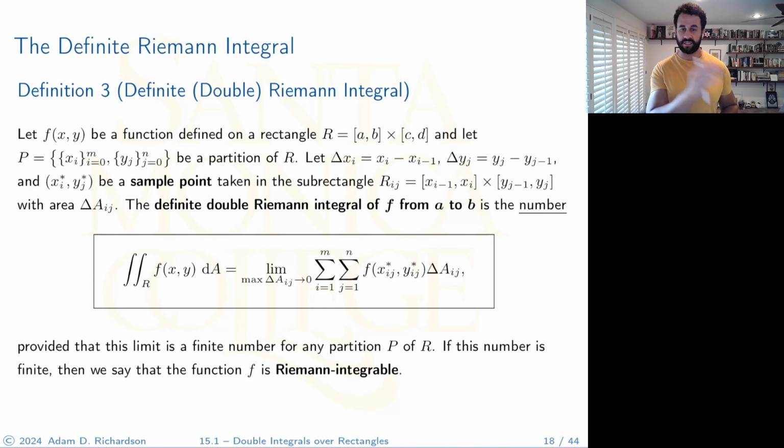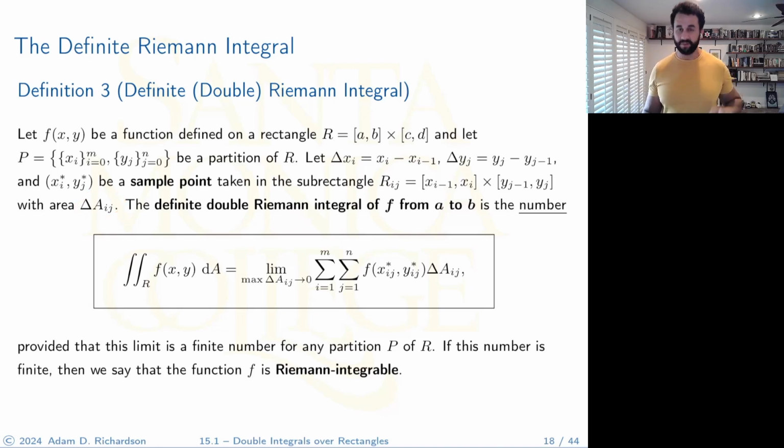Remember, a partition is just a set of points. We're going to let delta x sub i be the length of that subinterval, and delta y sub j be the length of the y subintervals. We let x sub i star, y sub j star (sorry, that should say i j, a little typo there) be a sample point taken in the subrectangle R sub i j with area delta A sub i j. Remember, it doesn't need to be uniform.